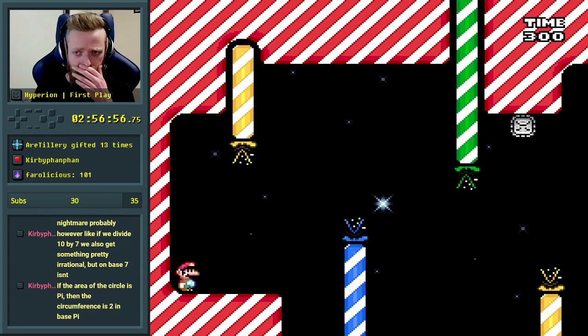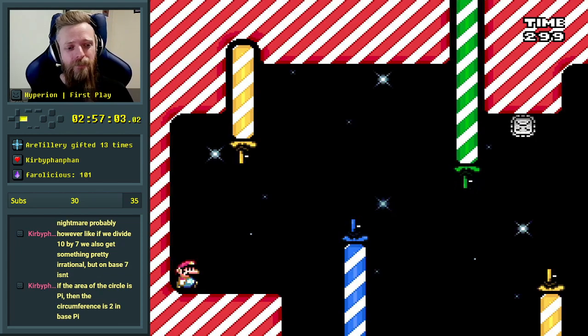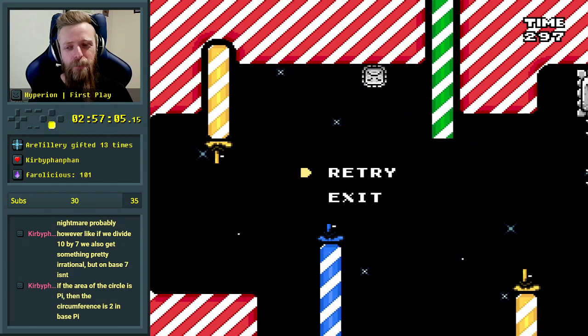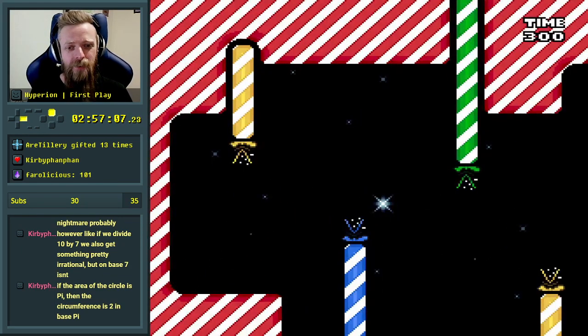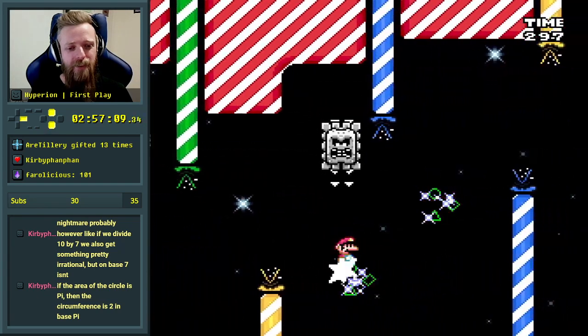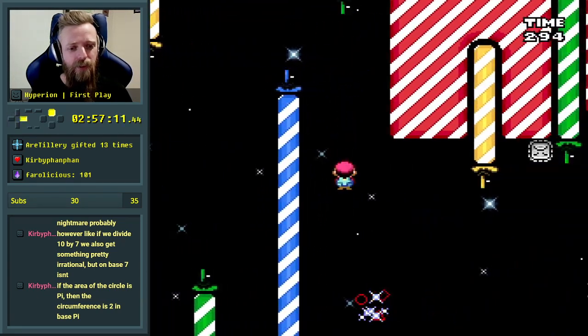And the circumference, if the area of the circle is pi, then the circumference is 2. Yeah, but what is 2? If you're in base pi, how do you represent 2 in base pi? That's going to be an ugly number.